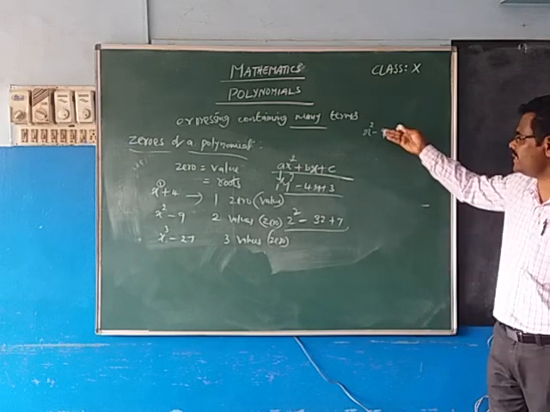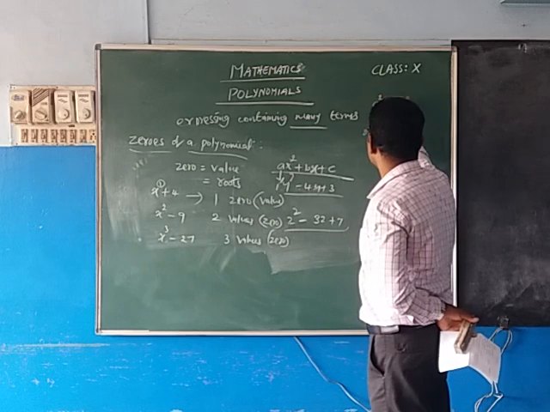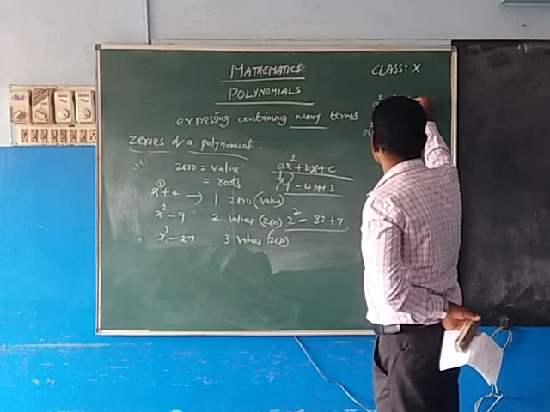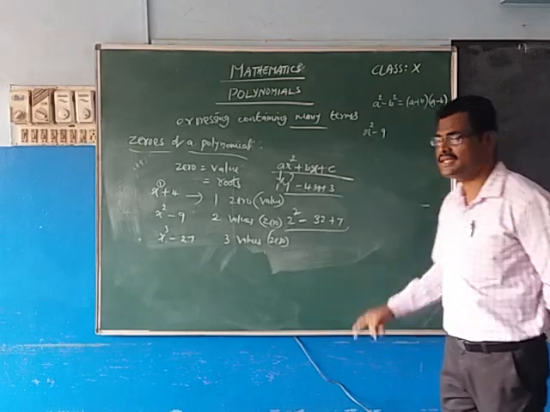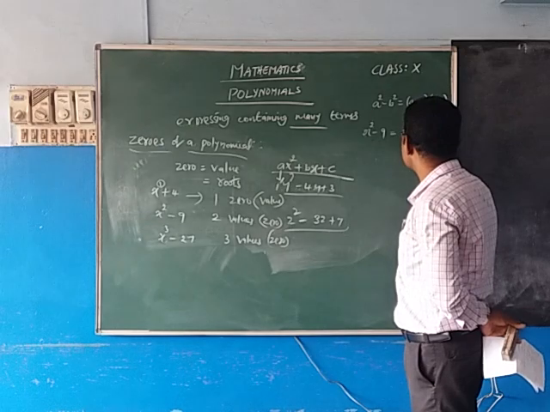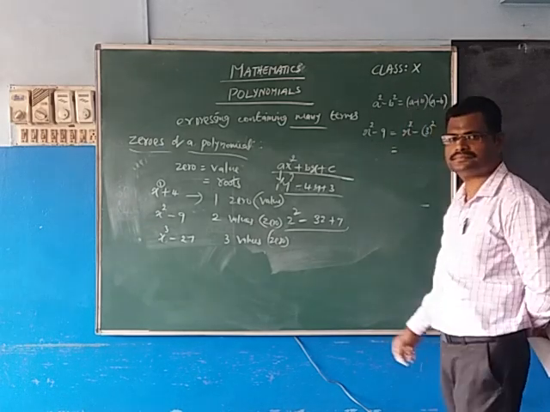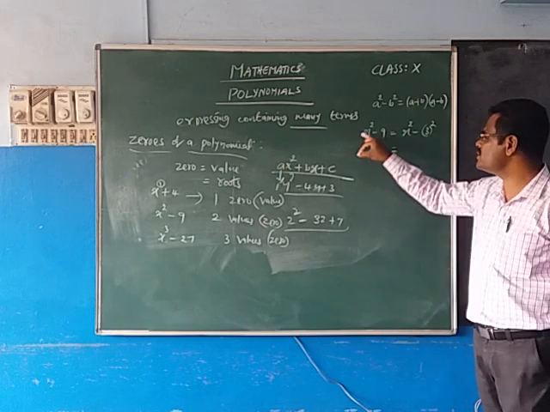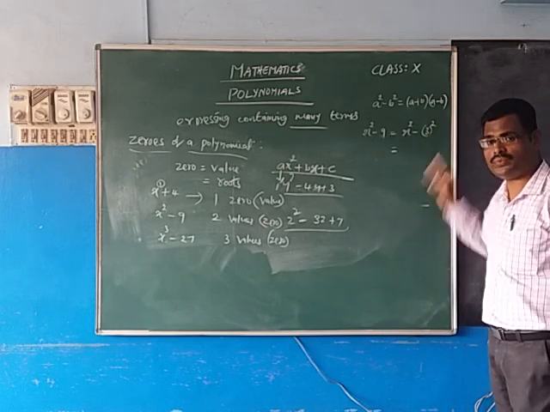In 8th standard we might have got a formula: a square minus b square can be written as (a plus b)(a minus b). Similarly, x square minus 9 can be written as x square minus 3 square, isn't it? 3 square is 9. Suppose if it is 16, 4 square. Suppose if it is 25, 5 square.